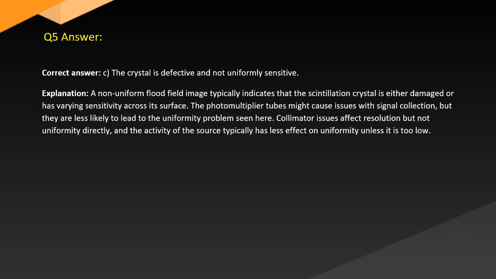Answer. Correct answer: C. The crystal is defective and not uniformly sensitive. Explanation. A non-uniform flood field image typically indicates that the scintillation crystal is either damaged or has varying sensitivity across its surface. The photomultiplier tubes might cause issues with signal collection, but they are less likely to lead to the uniformity problem seen here. Collimator issues affect resolution but not uniformity directly. Activity of the source typically has less effect on uniformity unless it is too low.